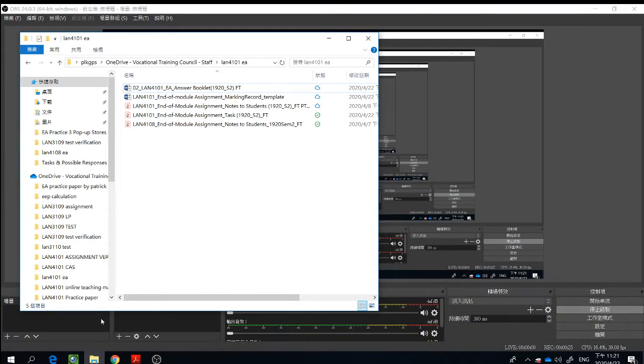As a rule and for fairness, I cannot pre-mark any of your EA scripts. But before you do it, I want to highlight the key points and go through the notes to students with you. All right. So everybody, let's take a look at the notes to students.